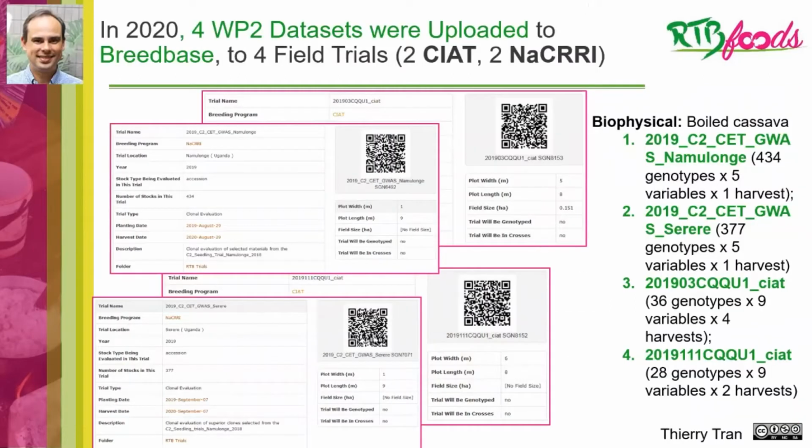From 2020, there are 4 trials already uploaded in CassavaBase with quality traits, one with 434 genotypes and 5 variables and 1 harvest. The second with 377 genotypes with 5 variables and 1 harvest. The third with 36 genotypes and 9 variables and 4 harvests. And fourth with 28 genotypes and 9 variables and 2 harvests.